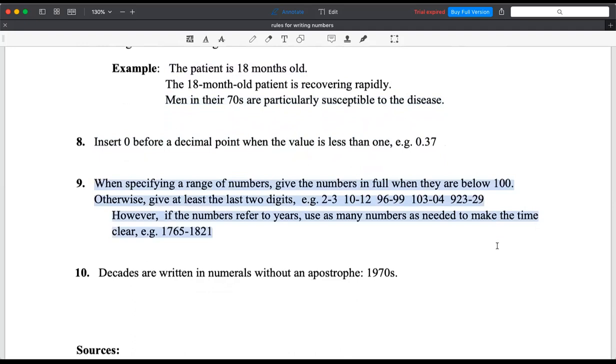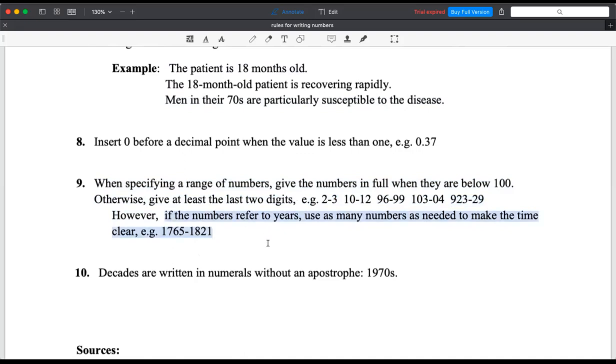Rule number 9: when specifying a range of numbers, we give the numbers in full when they're below 100. Otherwise, we give at least 2 digits. For example, the ranges 2 to 3, 10 to 12, 96 to 99, 103 to 4, and 923 to 29, which is considered 923 to 929, in short.